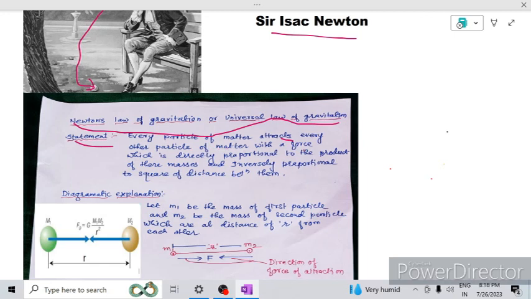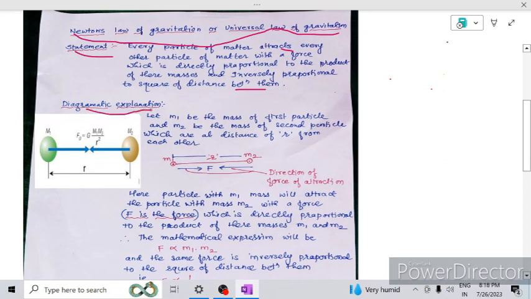which is directly proportional to the product of their masses and inversely proportional to the square of the distance between them. The diagrammatic explanation is: here we consider two point masses, mass m1 and mass m2, which are at a distance of r apart from each other.